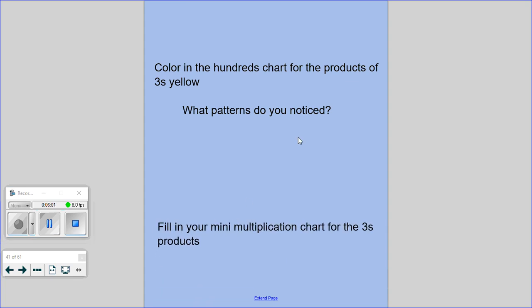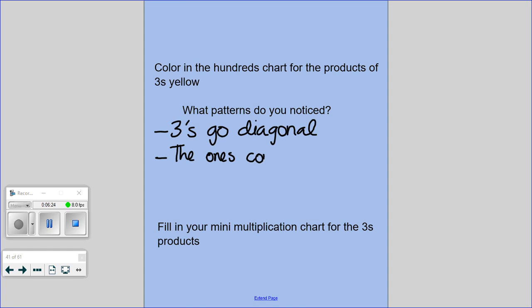We notice that it is a pattern. I'm writing there for your writing. You can put it on the same page as your multiplication chart. The 3s make a diagonal pattern. We notice that the 1s count down going on the diagonal. So if you pay attention to the 1s in each of the products as you're going down, it's kind of counting down.